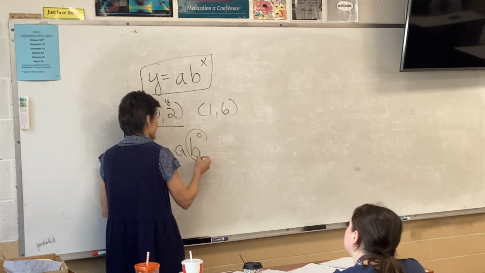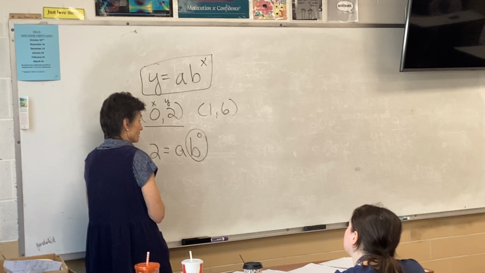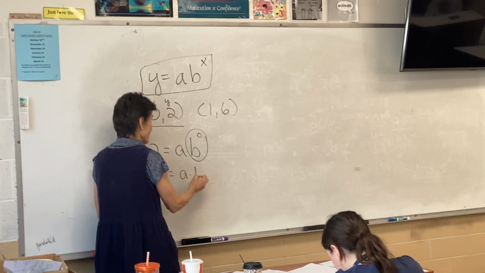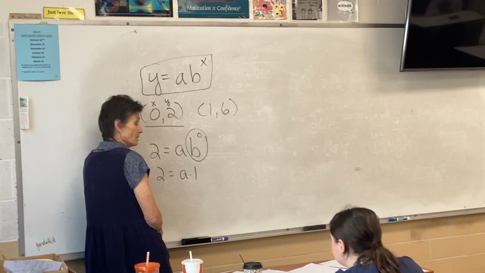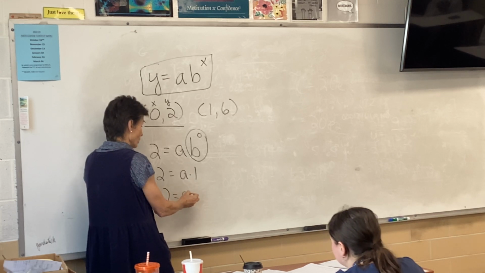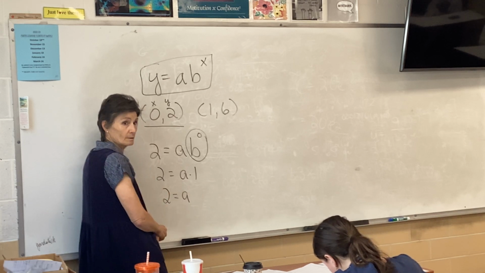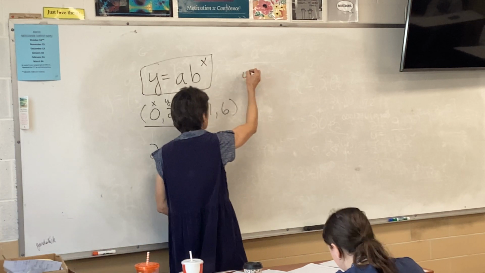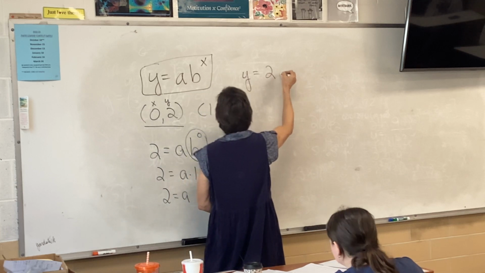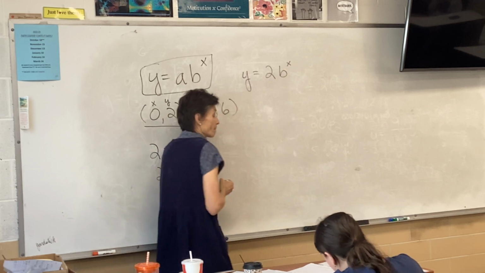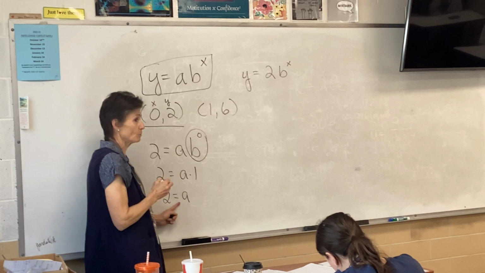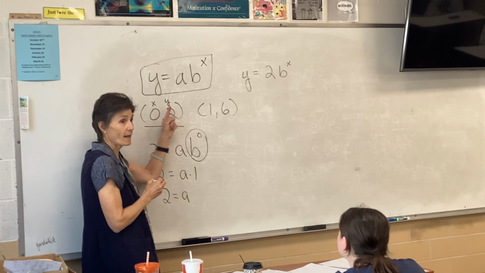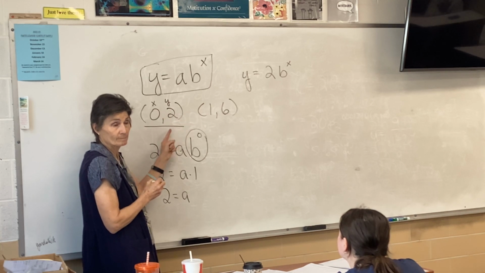So what's this? 1. So doesn't this say 2 equals A times 1? Which means A equals 2? So in my equation, my initial value is 2. A is 2. I figured that out using the point that has a 0 in it.